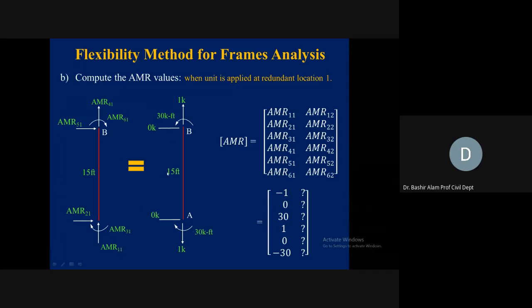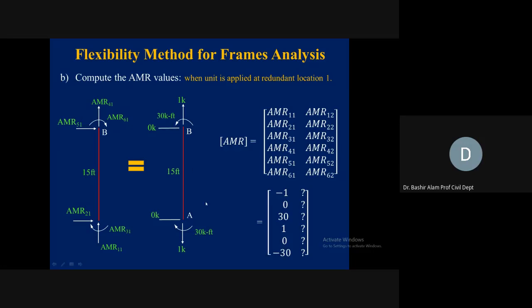Now this is coming from where we apply at redundant location 1 the unit load. So this was the analysis of member AB. Now to complete the first column directly, I am now telling the values. This should be -1, 0, and 30. You should be verifying these when I'm saying this, so you should be verifying this column. So -1, 0, and 30. And here we have 1, 0, and -30. This is counterclockwise, but our positive direction is clockwise here. So AMR 6,1 should be -30, which is recorded here.